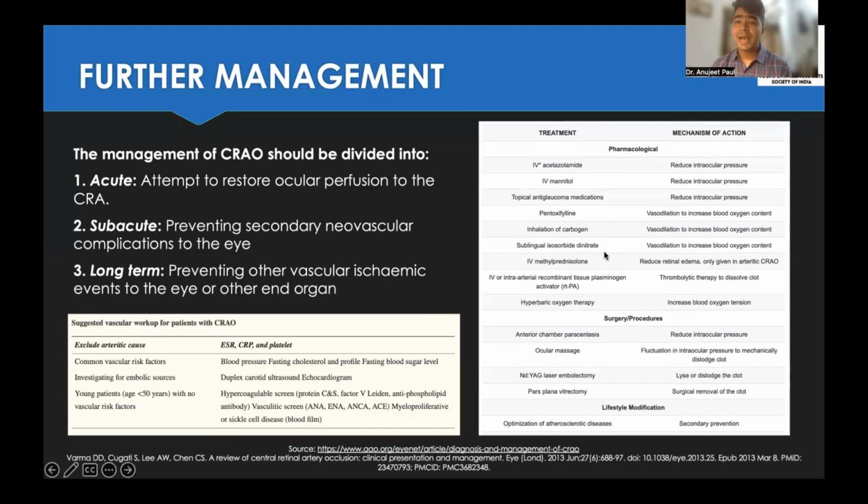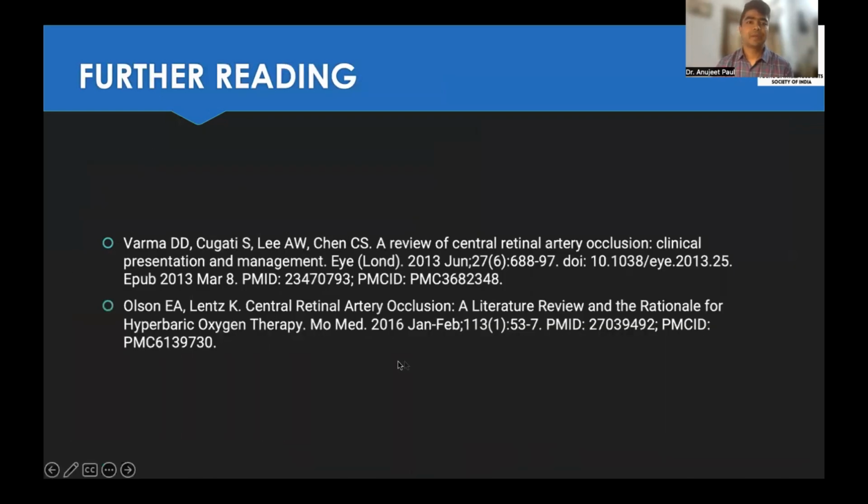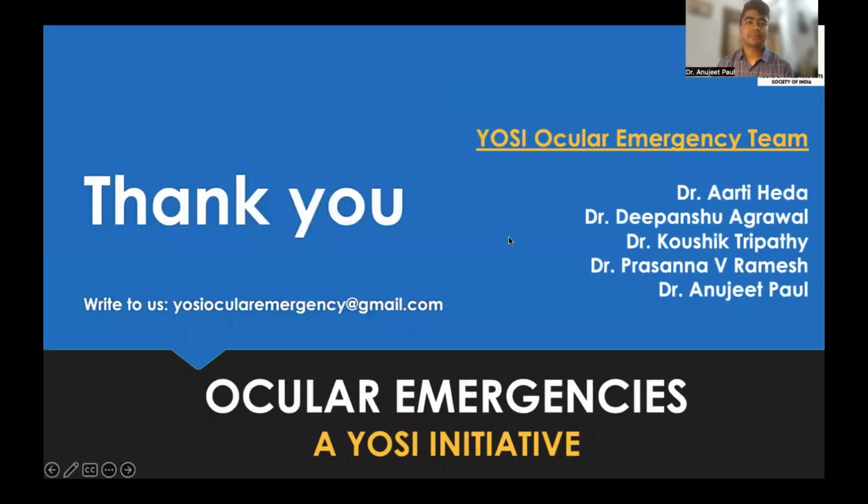Treatment is mainly aimed at reducing the intraocular pressure, which can be done with acetazolamide, IV mannitol, and topical anti-glaucoma medications. Vasodilation to increase the retinal oxygen content can be done with IV methylprednisolone, sublingual isosorbide dinitrate. And some surgical procedures that I mentioned have been tried, like anterior chamber paracentesis, ocular massage, and ND-YAG embolectomy. This is some data for further reading.